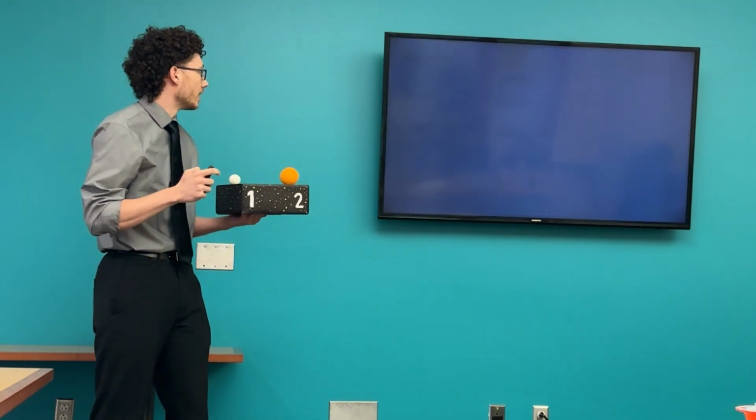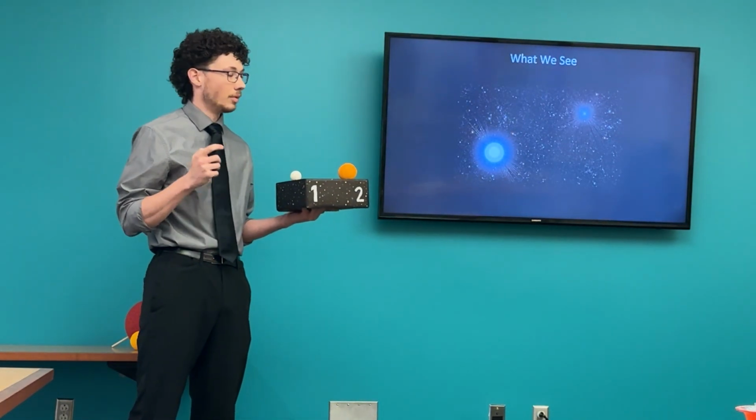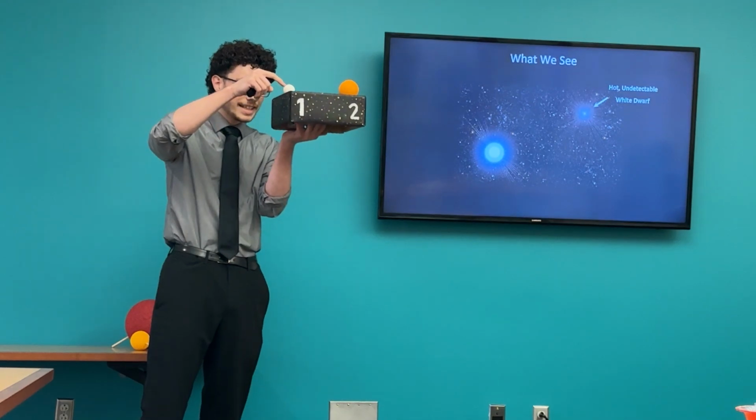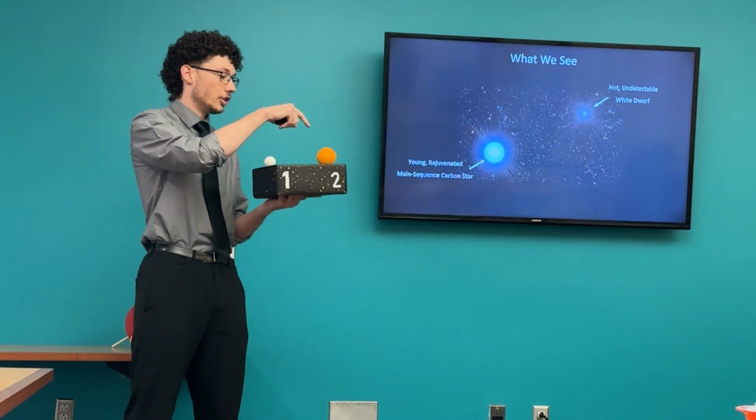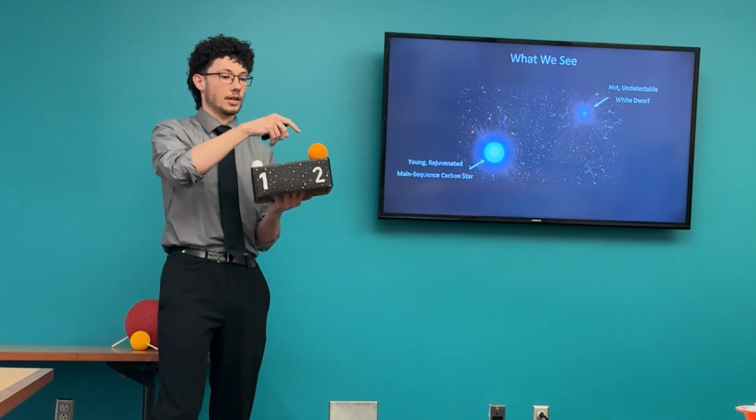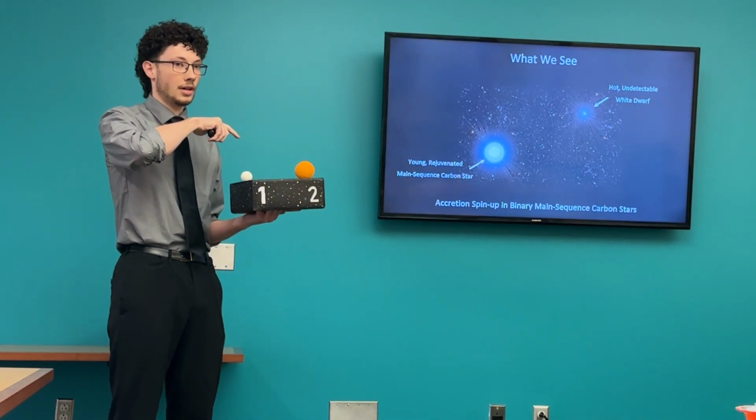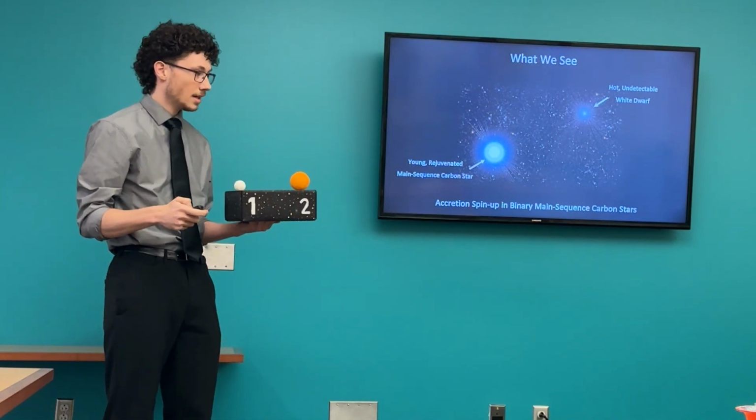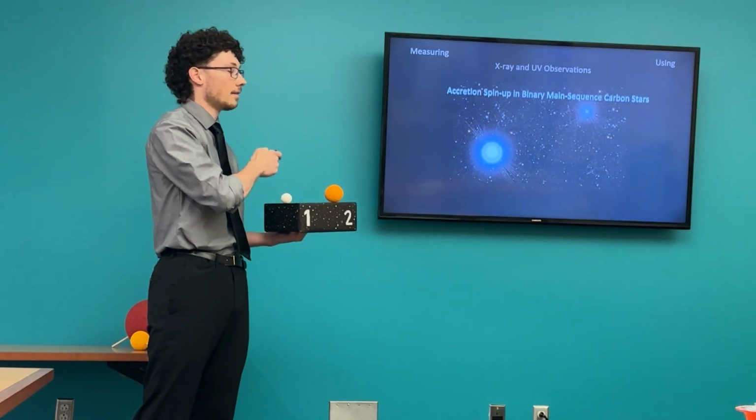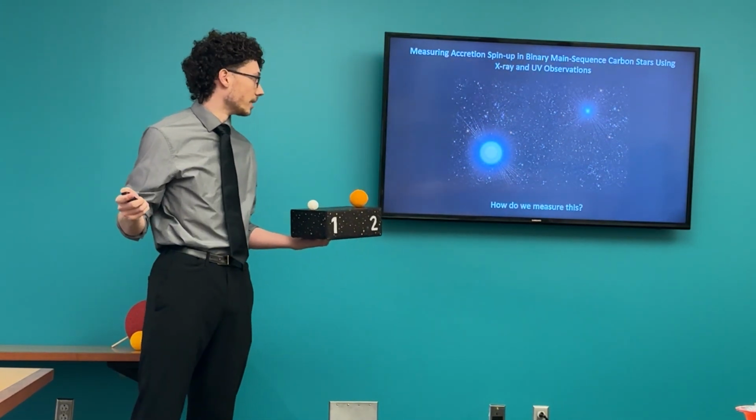So now, if we go and we look at the system that we have and what we see today, we're going to see this really hot but hard to detect white dwarf, and we're going to see this bigger, younger, rejuvenated carbon star. This is the process that we're talking about. This is the accretion spin-up in this binary main sequence. But my research looks at measuring that. So how are we going to do that?